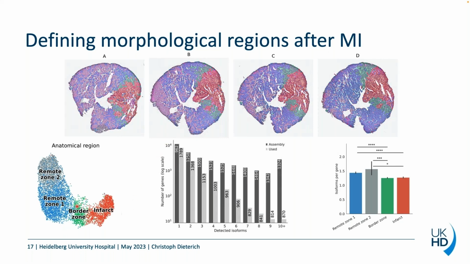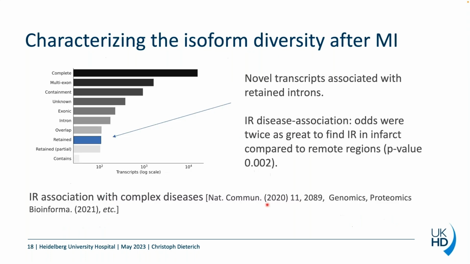And then, of course, depending on the classifications, you could already see that for many genes, you identify many, many isoforms that can go up to 10 plus. And a similar picture, as I was discussing with you in the single cell sequencing, holds true there. So it seems that the remote zones, by and large, express more isoforms per gene in comparison to the border zone or the infarct zone.